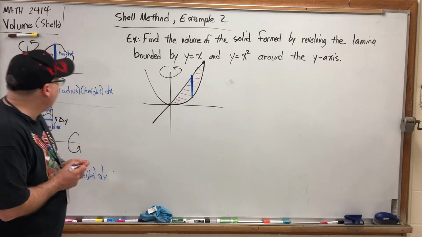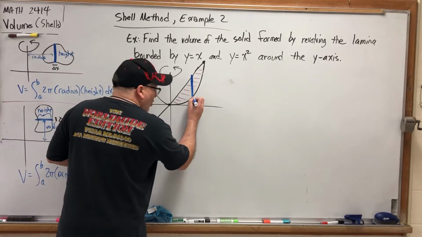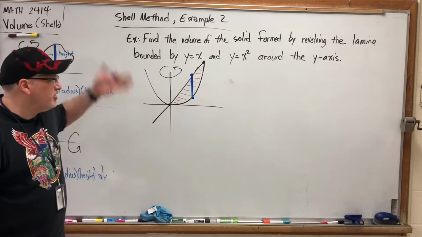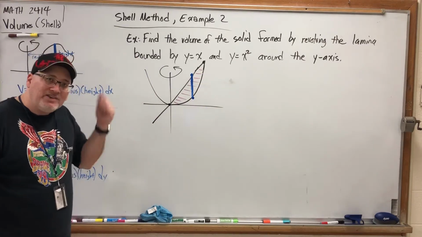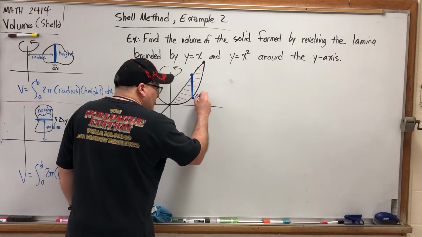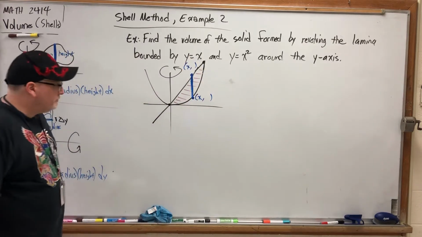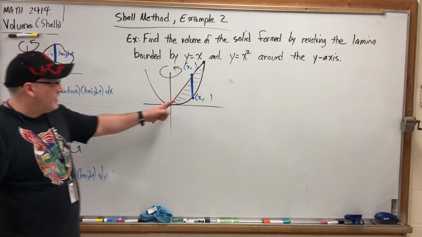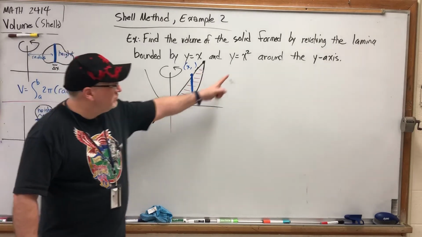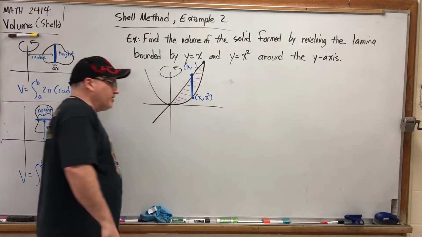So let's figure out what we need to know. We need to know the radius and the height. Well, let's pick the points on either side of that cut, one on the top boundary, one on the bottom boundary. This point would be x comma something, and the one on top would be x comma something. Now, technically, this would be x comma y. But on the parabola, what does y equal? x squared. So we can label this point as x comma x squared.